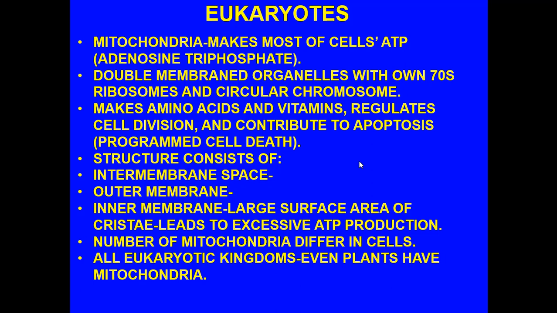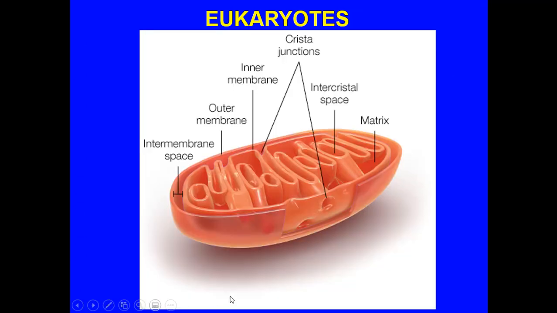Now, the number of mitochondria differ in different cells. Cells that need a lot of energy, let's say a skeletal muscle cell, are going to have a lot more mitochondria. Cells that don't need a lot of energy or don't do a lot of work, like an adipose cell, a fat cell, are going to have very little mitochondria. But yet you will find in eukaryotic kingdoms, every kingdom has mitochondria. Even plants have mitochondria.